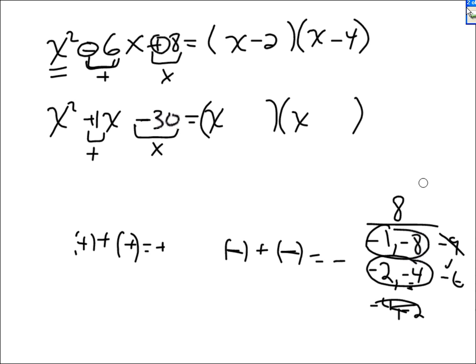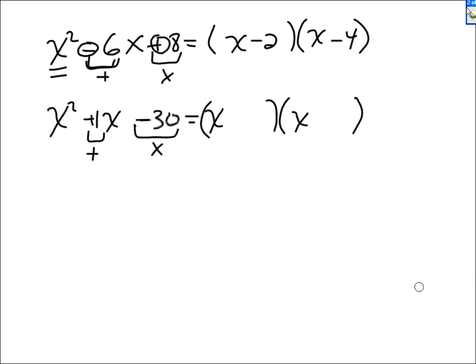And if the product is supposed to be negative 30, that means the signs are different. You can't multiply a negative and a negative and get negative. You can't multiply a positive and a positive and get a negative. The signs have to be different. Okay, so the signs are different. Fair enough. But now the sum should be positive 1.